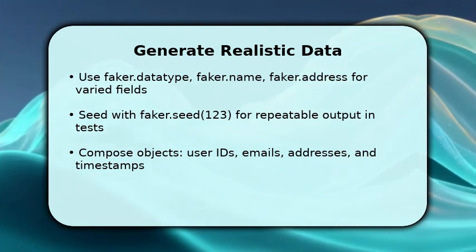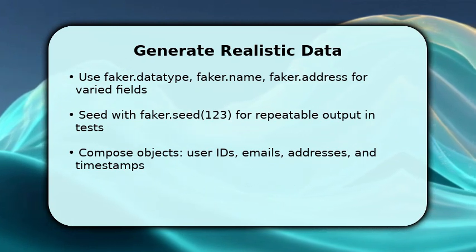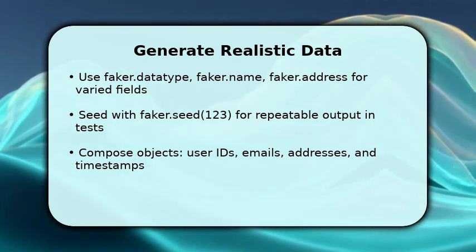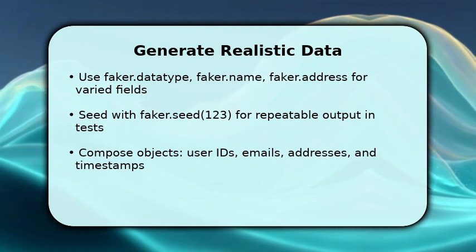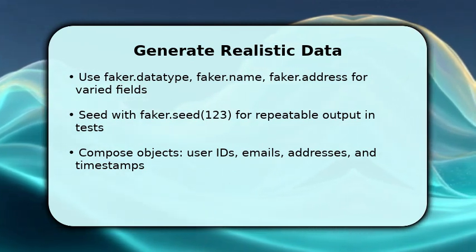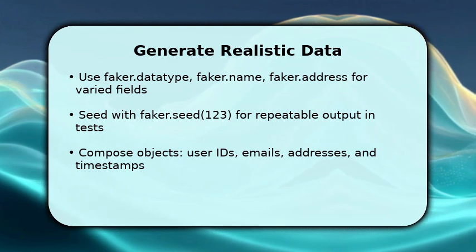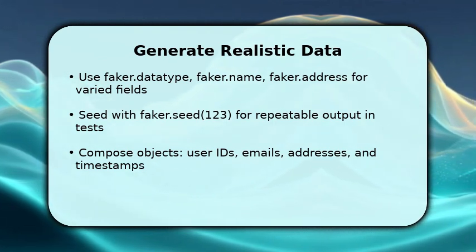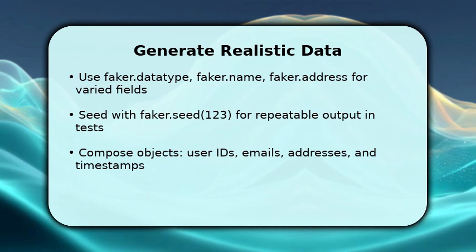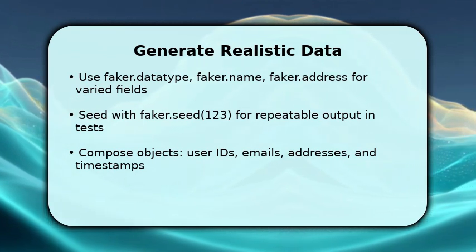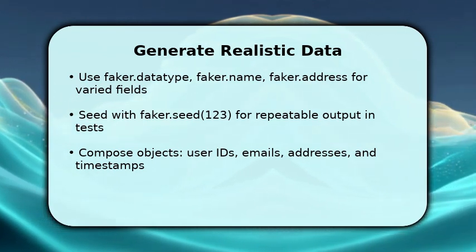Once you choose fields, seed the generator with faker.seed(123) when you need repeatable results, very useful for deterministic tests. Then map your schema to generated values, creating arrays or streams of objects. As you do this, validate types and lengths so downstream consumers won't break on unexpected formats.